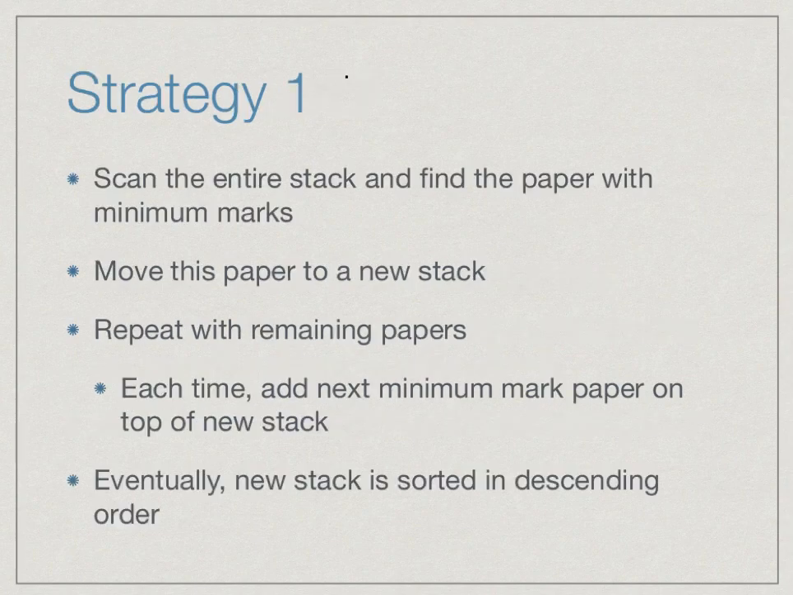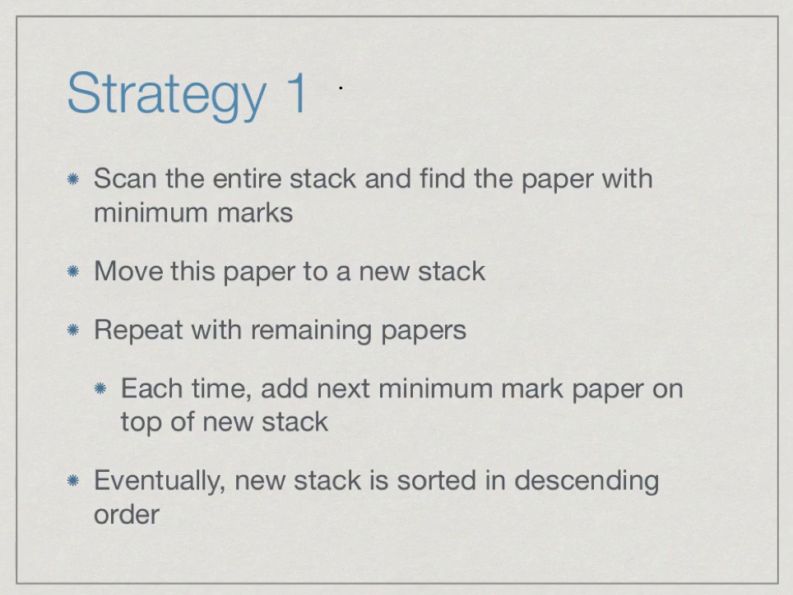So here is one natural strategy to do this. What we can do is repeatedly look for the biggest or the smallest paper. In this case, we are going to build up the stack from the bottom. If the highest mark is on the top, then the lowest mark will be at the bottom. So what we do is we scan the entire stack and find the paper with minimum marks. How do we do this?